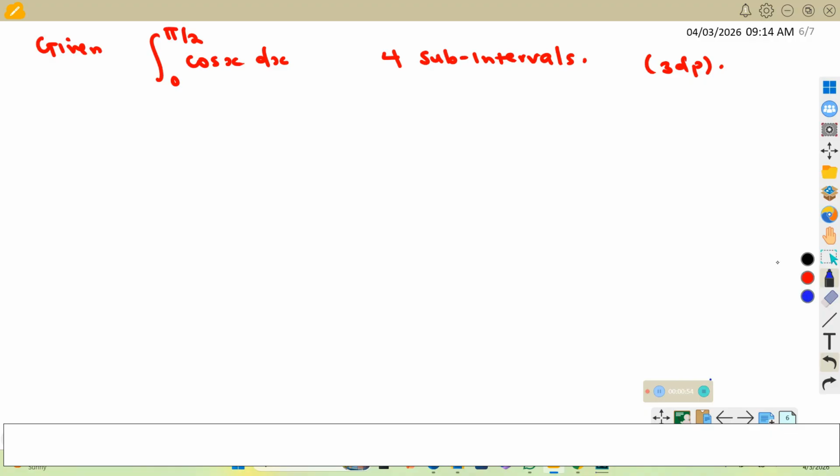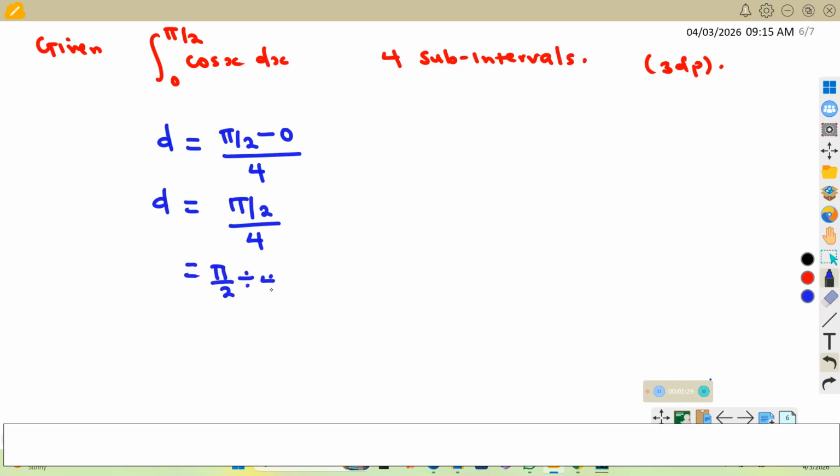Now, let us begin by looking at d. D is the same as the range, which is pi by 2, the upper limit minus the lower limit, divided by the number of sub-intervals, and the number of sub-intervals is 4. So d is pi by 2 minus 0, which remains pi by 2, divided by 4. This is the same as pi by 2 times 1 divided by 4, and this is pi by 8. So this is our d.